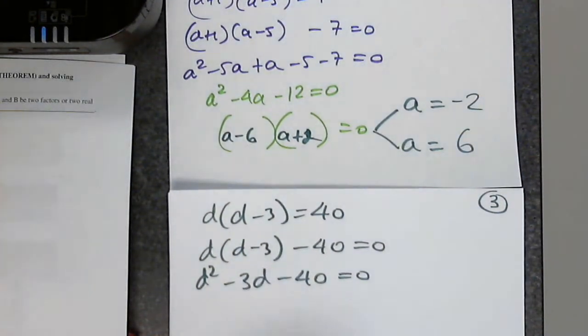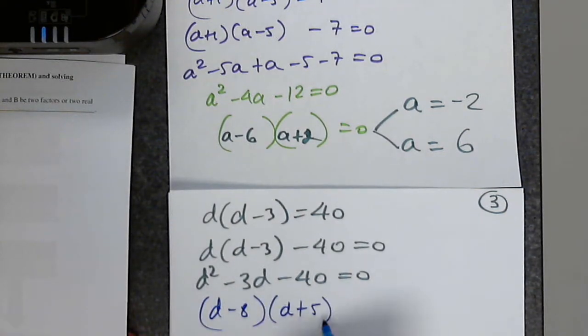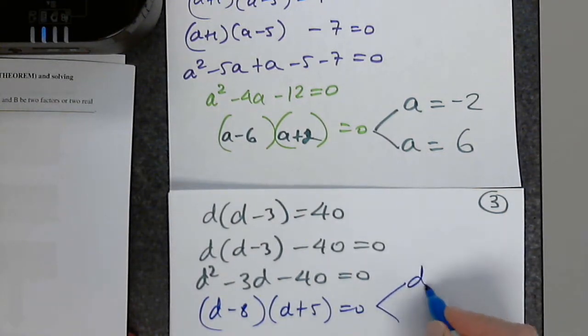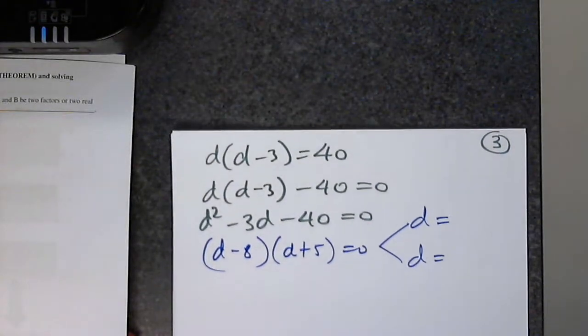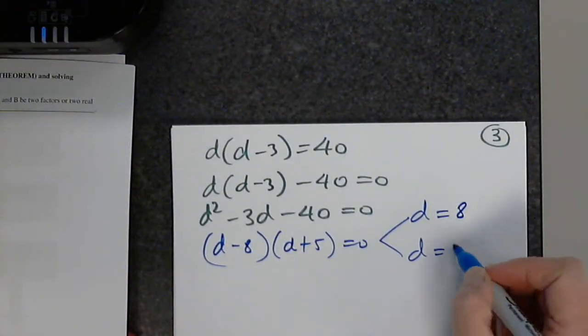Product is negative 40. Excellent. Sum is negative 3. Excellent. And since the product is negative, I expect a positive and a negative. Negative 8 and 5. Excellent. So d minus 8 and d plus 5 equals 0. So we have two options for d. What are the options for d? 8 and negative 5. That's it. Excellent.